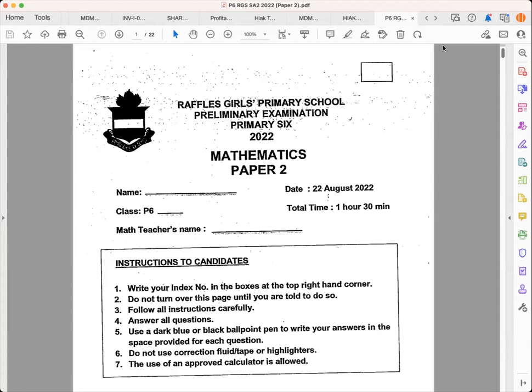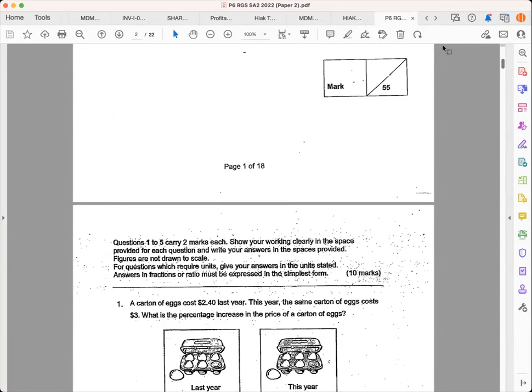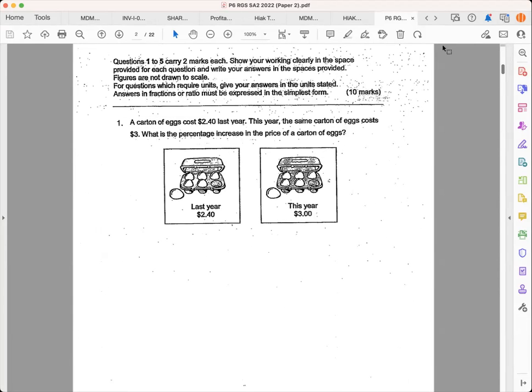Raffles Girls Primary School Prelim Exam Primary 6 2022 Paper 2. I'll be going through every question in this paper. Let's go through the first question.